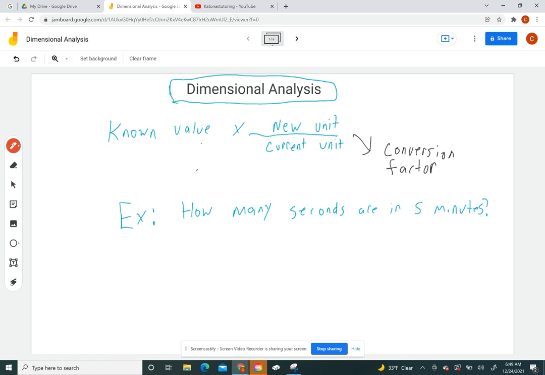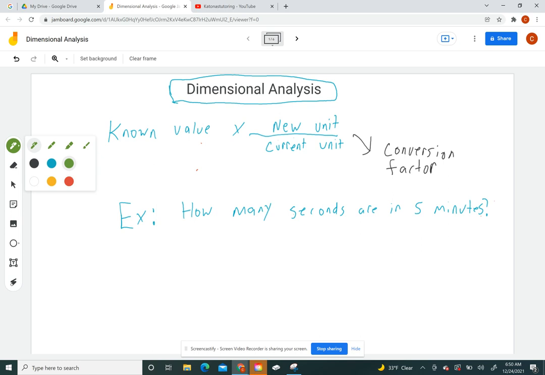Notice my current unit is on the bottom. Your conversion factor, because it's a fraction equal to 1, can be flipped either way. But you always want the current unit on the bottom so we can cross cancel. So let's look at an example problem.